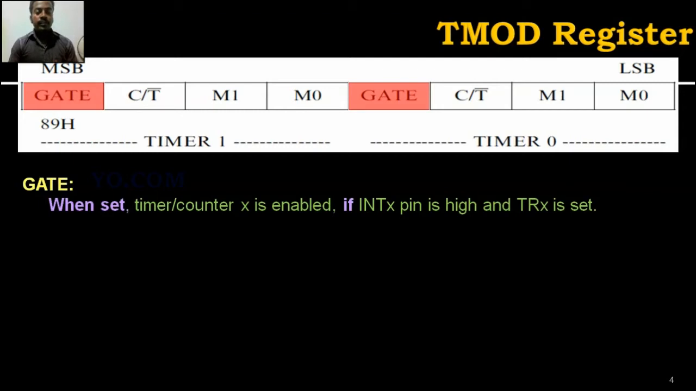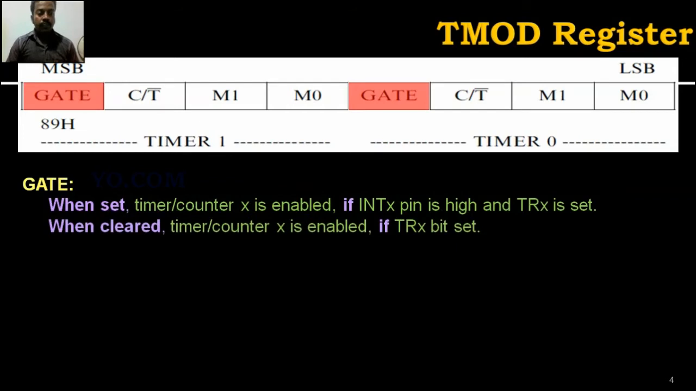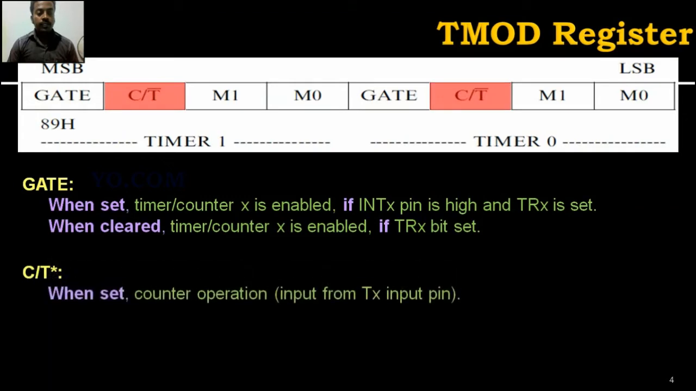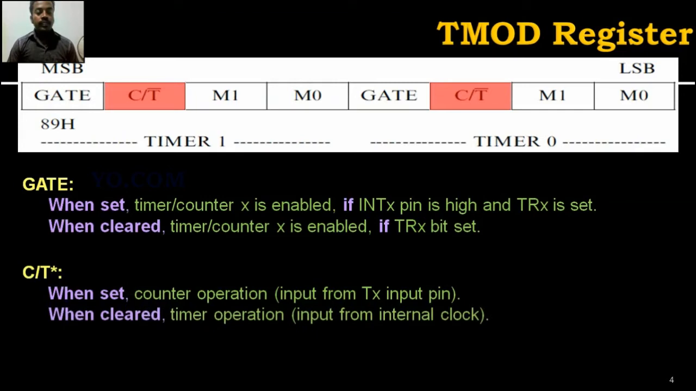If the INT X pin is high, then TR is set, timer run is set. When the gate is cleared, the timer run is enabled if the TR bit is set. So the timer is enabled when the timer run bit is set, and after that C/T bar. When it is 1, the counter operation takes place, so the counter gets the input from an external device. When it is 0, it acts as a timer, so it gets the clock from the internal clock.